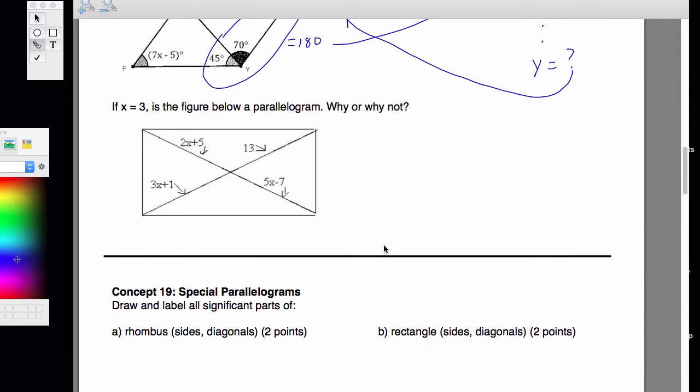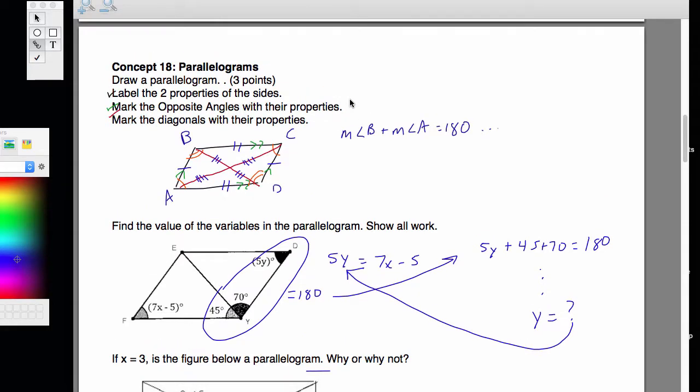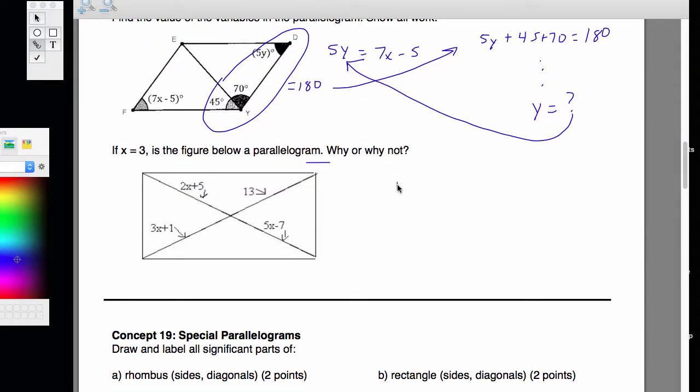In this one, is it a parallelogram? Well, from the part up above, I know that diagonals should be bisected. Okay, so this should be true. But what I need to see is, is it actually true? So what I'm going to do is this. If x is 3, then 2x plus 5 is going to be equal to 6 plus 5, which is 11. So this part is 11.